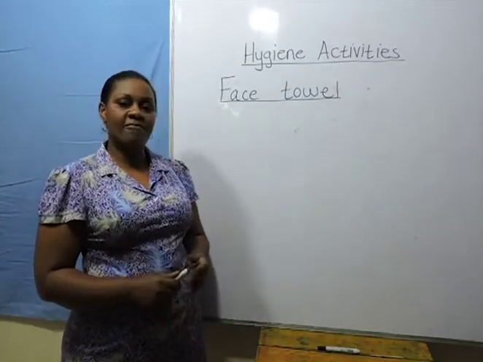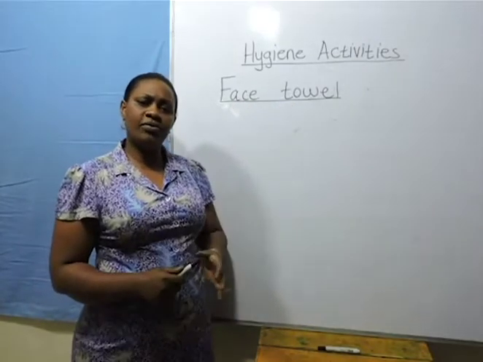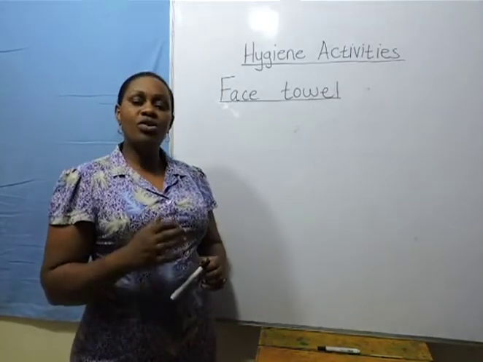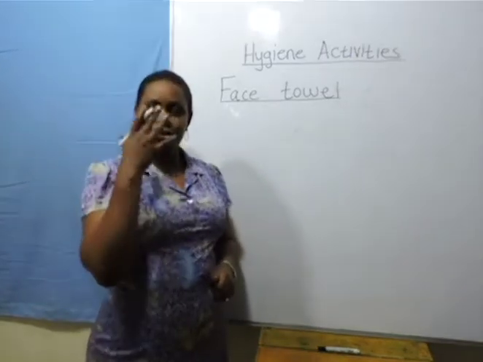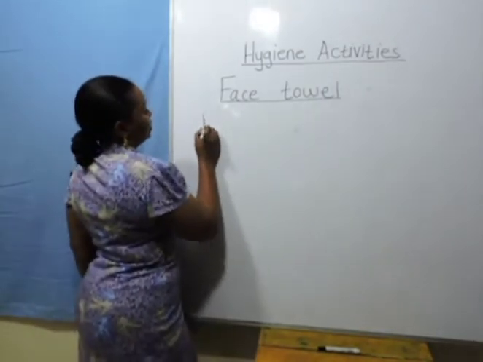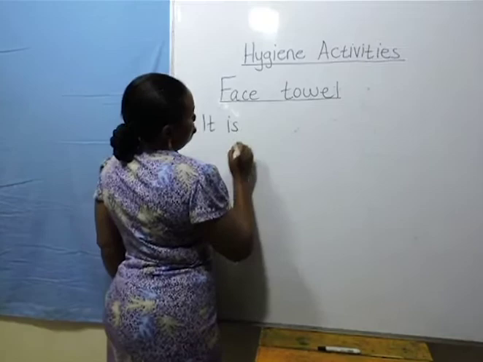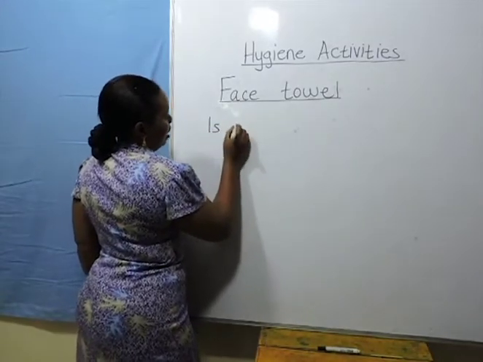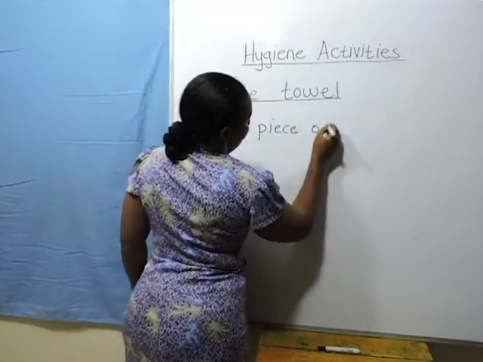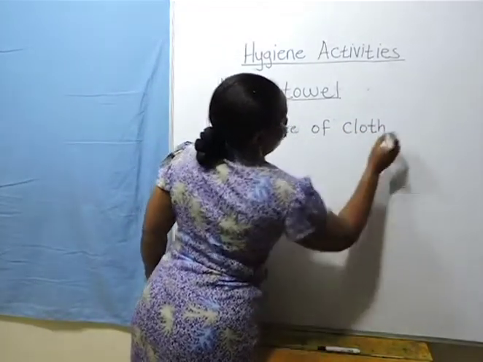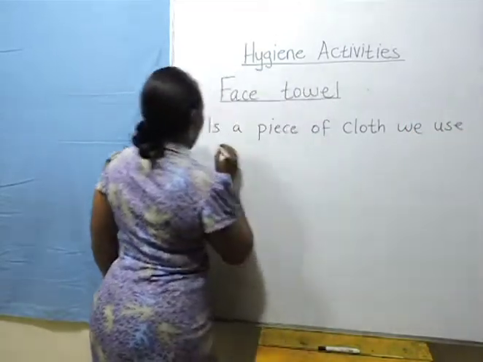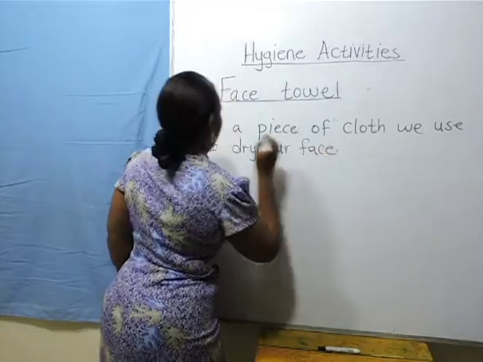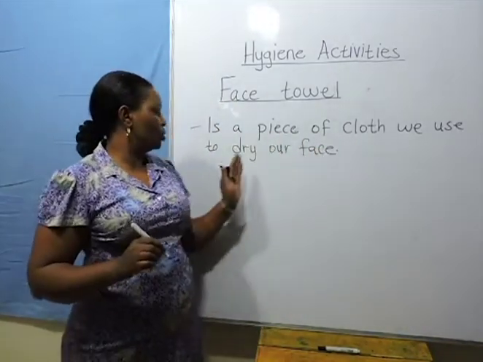We are going to talk about a face towel. Can you say a face towel? Do you know what is a face towel? A face towel, it is a piece of cloth we use to clean or to dry our face. A face towel, it is a piece of cloth we use to dry our face.